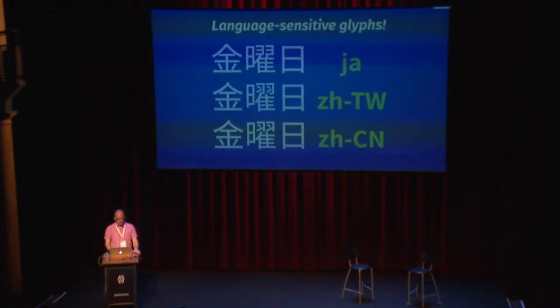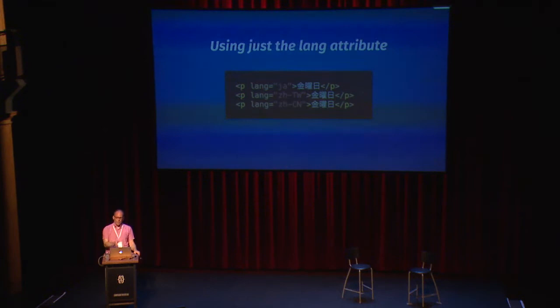So this is the word for Tuesday written in Chinese characters. And you'll see the middle character varies ever so slightly. The top line is in Japanese. The middle line is traditional Chinese. And the bottom line is simplified Chinese. You can see that there are ever so slight variations in these glyphs. This is one font, and all you're doing is simply changing the lang tag. And because these features are built into the rendering engine, they get picked up and you see different variations.